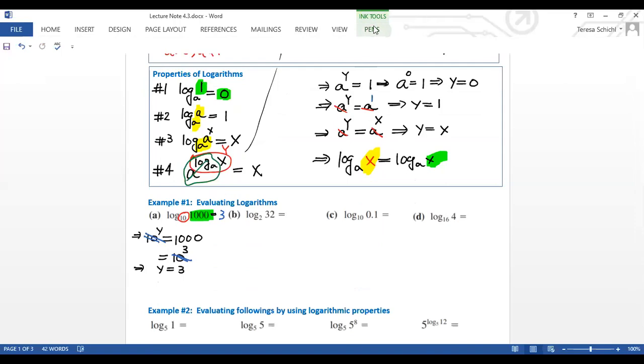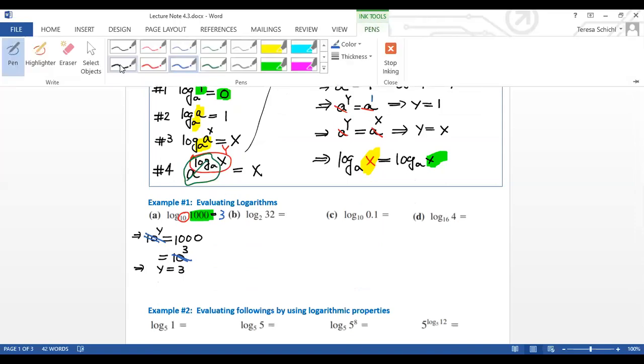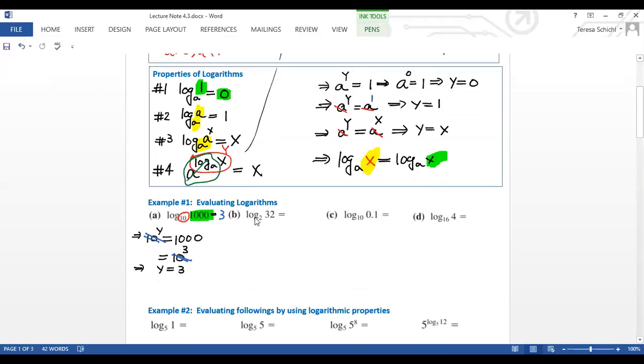Okay, so let's try to do one more, a couple more. Let's get very familiar with this. This is the log base 2, right? So log base 2, we do the same thing. We say y here. That means 2 to the y is equal to 32. And in order to solve for y, you need to come up with the same base. So 32 is 2 to the what? 2 to the 5th power, correct?